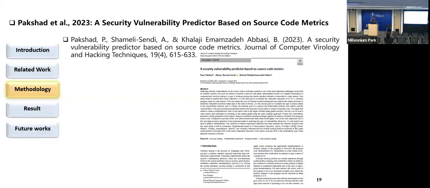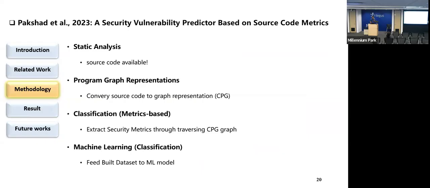Okay, back to the paper that I said I wanted to discuss. This is my paper, a security vulnerability predictor based on source code metrics, that I published in 2023. My approach, based on the related work sections, is this. I used static analysis tools, because I gathered several source codes and had access to the source code of the programs. I converted the source code representation to a graph representation, the richest one, which is the code property graph.